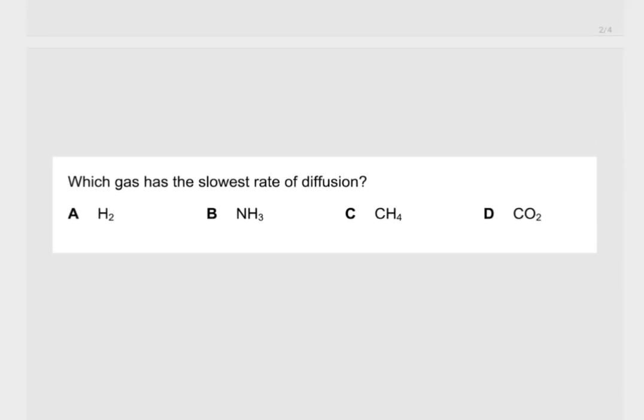Which gas has the slowest rate of diffusion? So it should have the highest mass. Carbon dioxide has a mass of 44, CH4 has a mass of 16, NH3 has a mass of 17, and H2 has a mass of 2. So it has to be the one that has the highest relative molecular mass, and that's D.